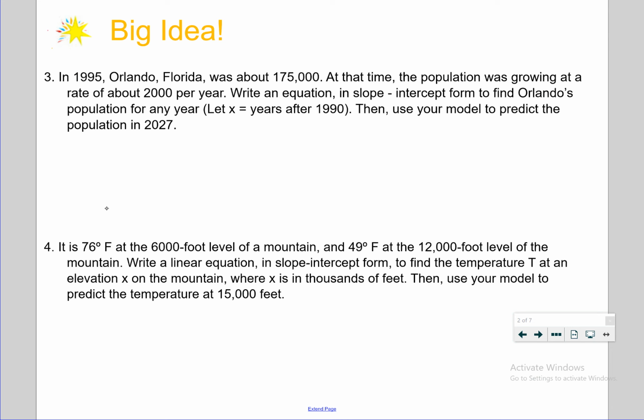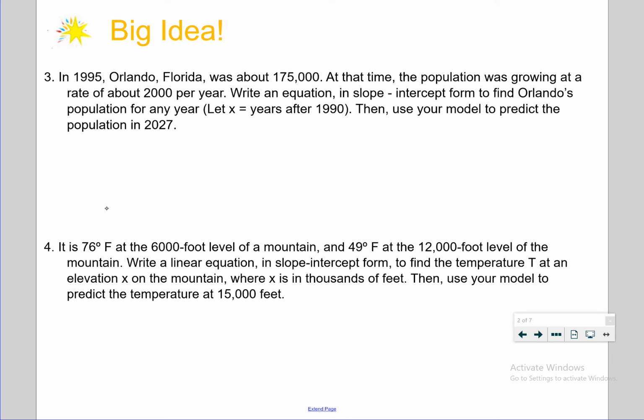All right, in 1995, Orlando, Florida, the population was about 175,000. At that time, the population was growing at a rate of about 2,000 per year. We're going to write an equation in slope-intercept form to find Orlando's population for any year, and we're going to let x equal the years after 1990. Then we're going to use our model to predict the population in 2027. So model is a fancy word for equation. We're going to write an equation first. That 2027 piece, we'll do that at the very end.